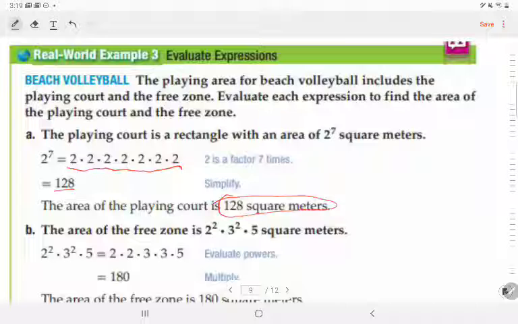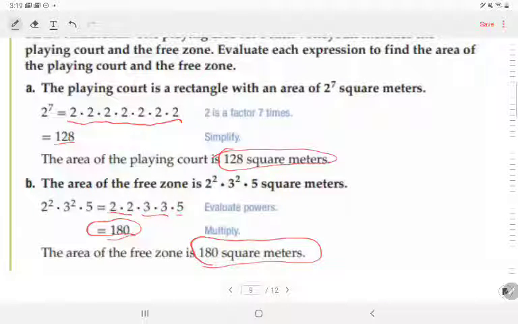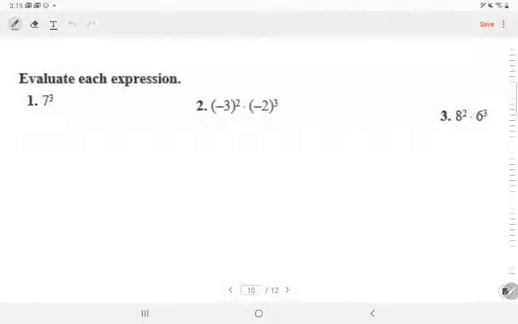And the area of the free zone, it says, would be 2 squared times 3 squared times 5. So we simply take 2 times 2, 3 times 3, times 5. That would give us 180 square meters for the free zone. Okay? All right, so let's take a look at these.